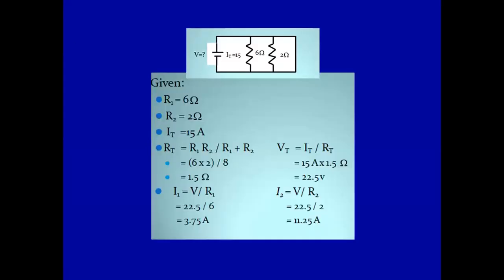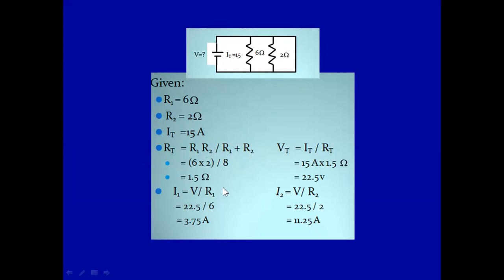How we're going to do that? We are given with the following. To get now your total resistance, since this is only two parallel resistors, RT now is equal to R1 R2 all over R1 plus R2. So if we're going to plug in the values, this gives us 1.5 ohms for your total resistance.